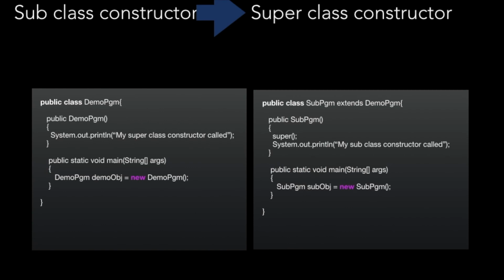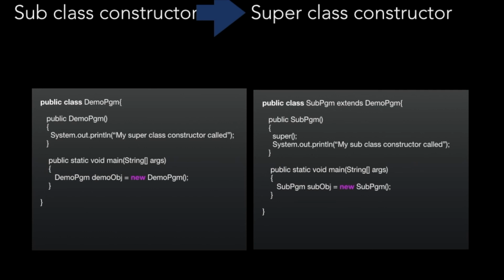So let's take an example. Here on the left I have DemoProgram, and on the right I have SubProgram which is extending DemoProgram, and in both the classes I have default constructors. Then let's see how this works. Let's go to the right side, and see the main method. In this main method I'm creating the object of SubProgram. When I'm creating this object using the new operator, first the call will go to the default constructor of SubProgram.